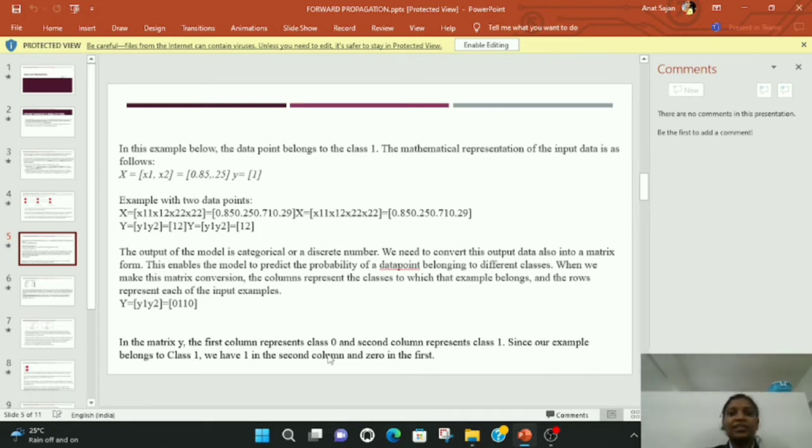The output of the model is categorical or a discrete number. We need to convert this output data also into a matrix form. This enables the model to predict the probability of a data point belonging to different classes. When we make this matrix conversion, columns represent the classes to which the example belongs and the rows represent each of the input examples. Y equals y1, y2, 0, 1, 0, 1 is the matrix form. In the matrix Y, the first column represents class 0 and the second column represents class 1. Since our example belongs to class 1, we have 1 in the second column and 0 in the first.